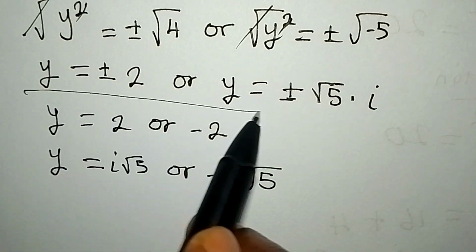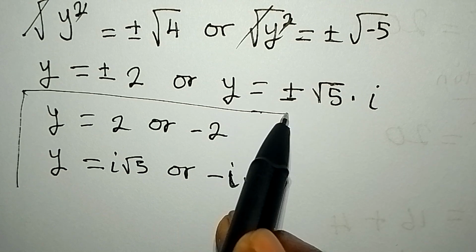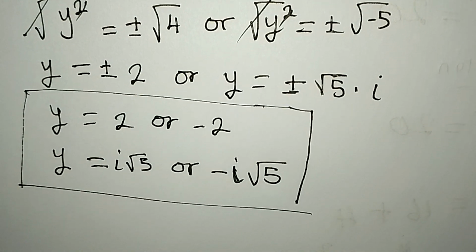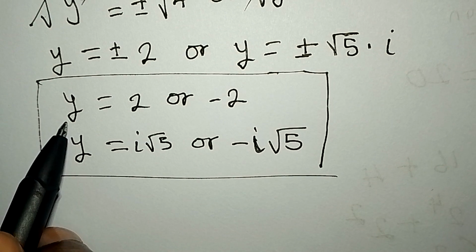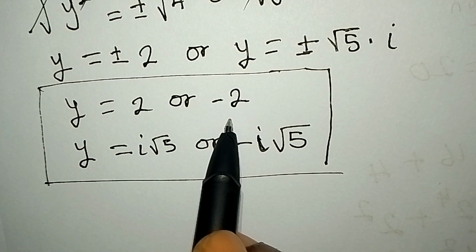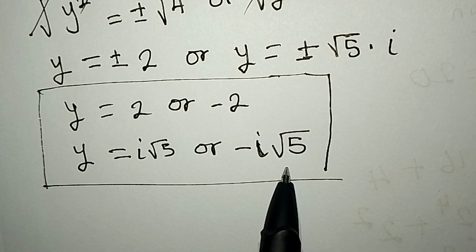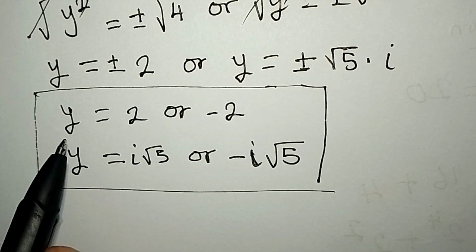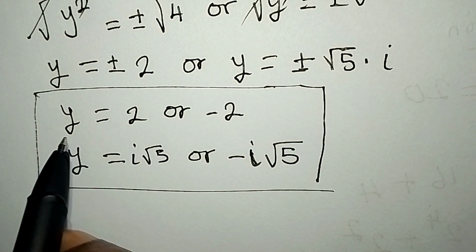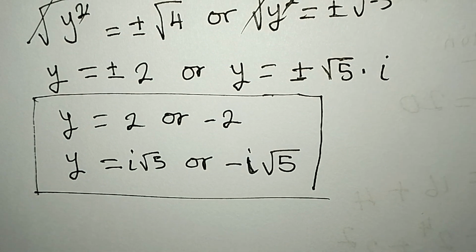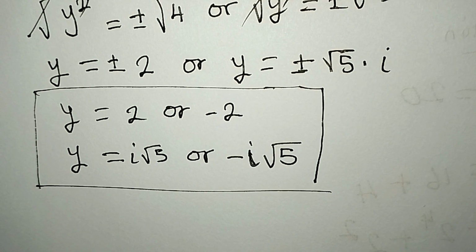So from here we have the 4 solutions to the equation. The first one is 2. The second solution is minus 2. This is the third solution, and this is the fourth solution. But only y equals 2 or equals minus 2 will be the real solutions to the equation.